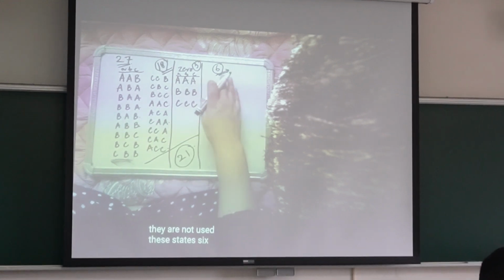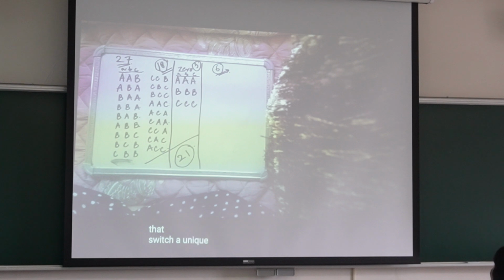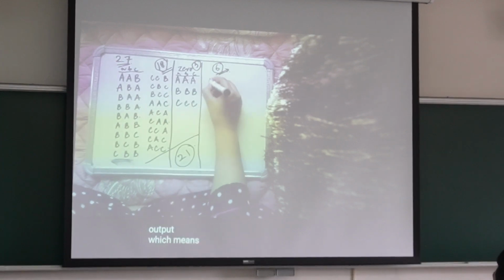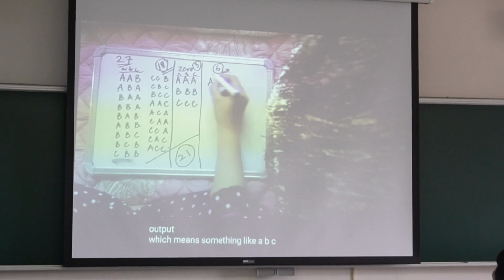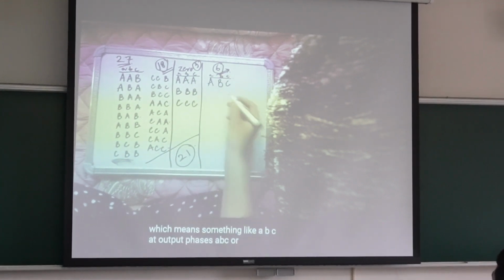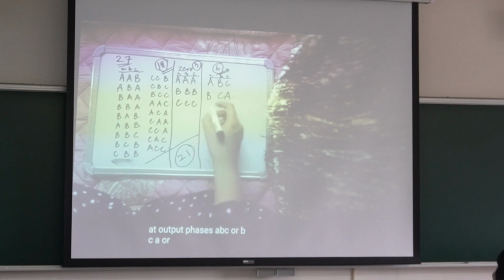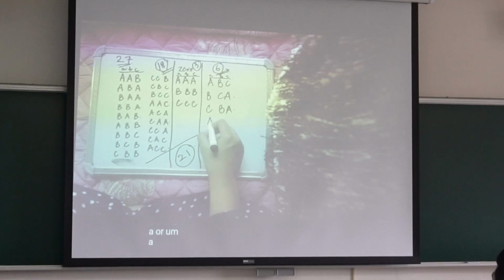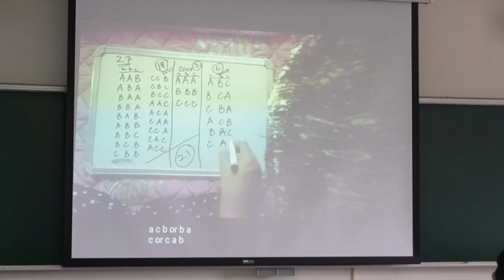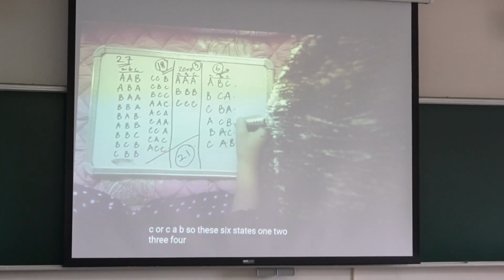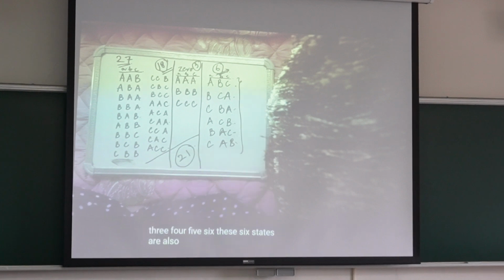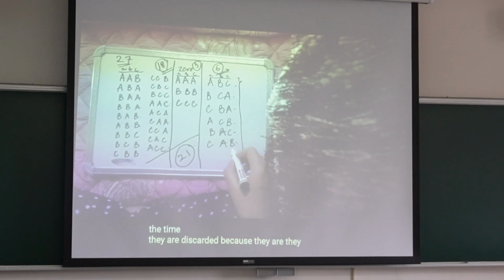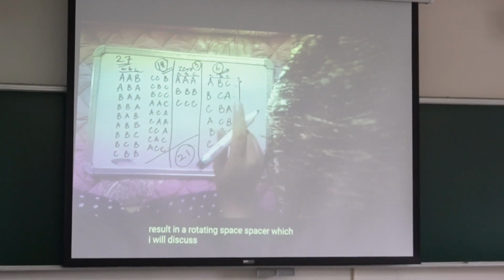These 6 states are those that switch a unique input phase to each output phase, which means something like input A, B, C, where all of them are different: ABC, or B, C, A, or C, B, A, or A, C, B, or B, A, C, or C, A, B. So all 6 of these states, 1, 2, 3, 4, 5, 6, have unique inputs. These states are also switched sometimes, but most of the time they are discarded because they result in a rotating space phasor, which I will discuss with you.